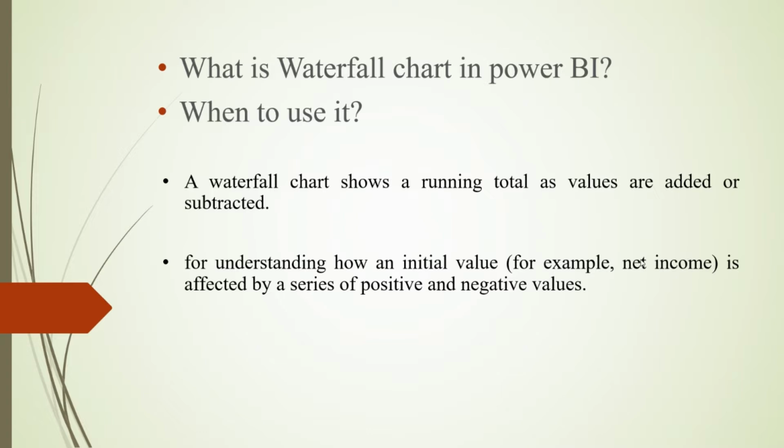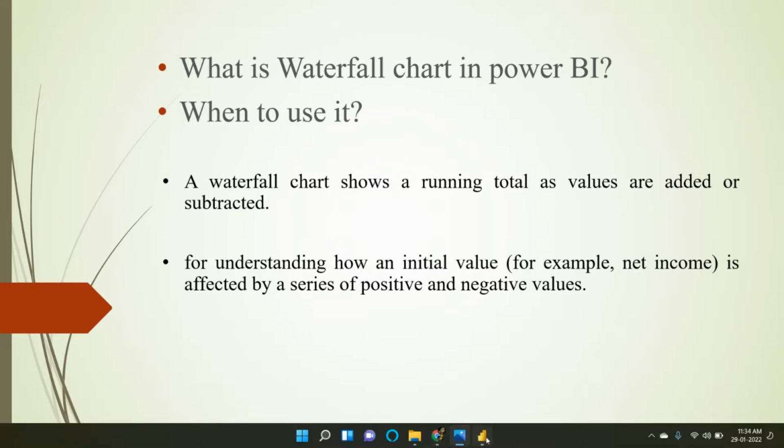If we have the data and we have to see by which particular category it is increasing and by which particular category it is decreasing, we'll be able to see that increasing and decreasing order in this waterfall chart. It helps in understanding how an initial value, for example net income, is affected by a series of positive and negative values. So let's see in Power BI Desktop how to create it, and we'll understand it in detail.